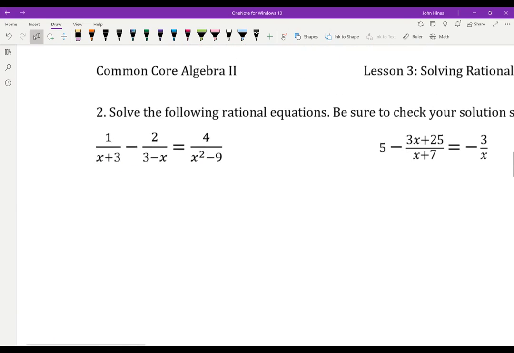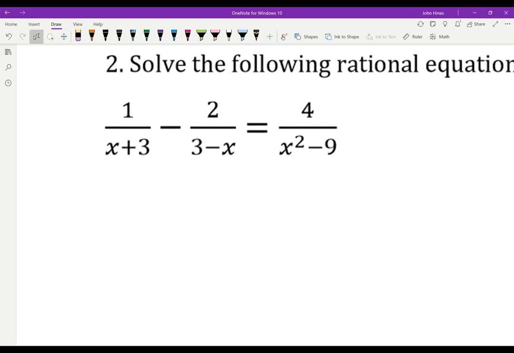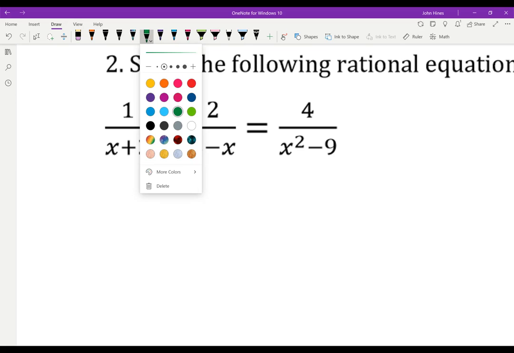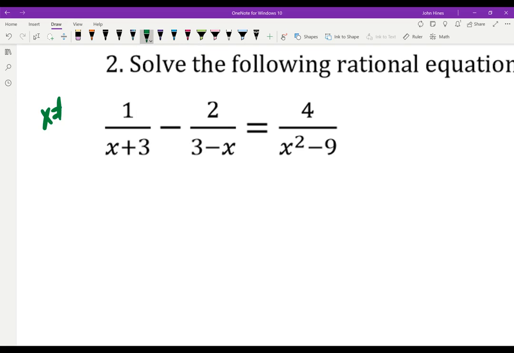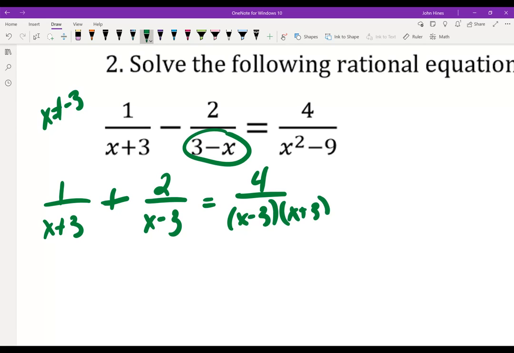Solve these rational equations. All right. Looking at my denominators, that's where I'm going to start. x cannot equal negative 3. Oof, that guy I'm not a fan of because it's not in the right order. I'm going to do a flip here. I'm going to make that x minus 3, but stick a negative sign out front. Difference of squares needs to be factored.